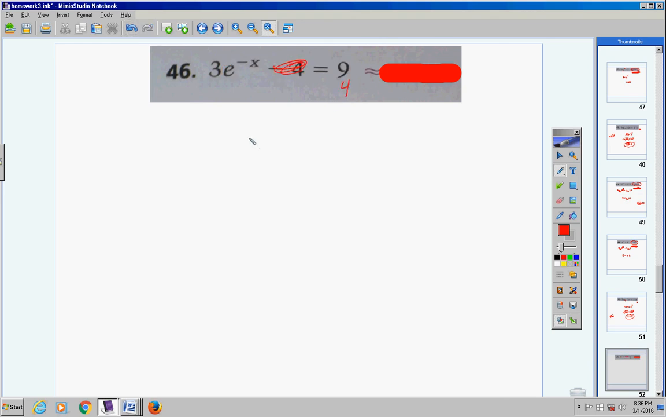So now I have 3e to the negative x equals 13. Got it? Next, divide both sides by 3. So I have e to the negative x equals 13 over 3. There, I've isolated the exponential. Now, you want to write both sides with the same base. That's not happening, obviously. So the next step is to take the logarithm of both sides.